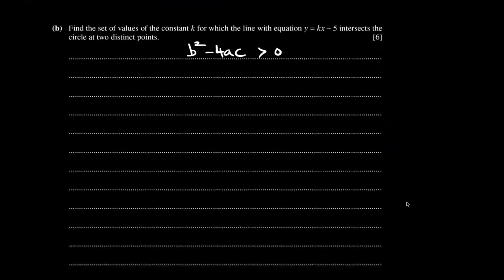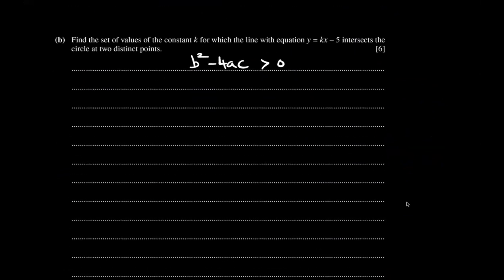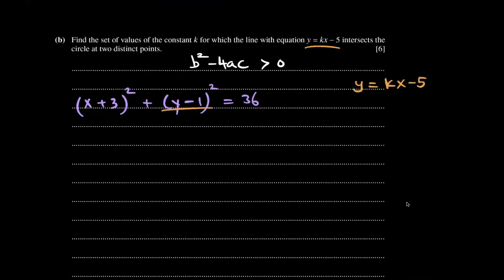So let me use the second format, x plus 3 whole square, and this is y minus 1 whole square equals 36. And we have this equation, y is equal to kx minus 5. So let's just simplify it on the outside. So therefore, y minus 1 would be kx minus 5 minus 1, which is kx minus 6.